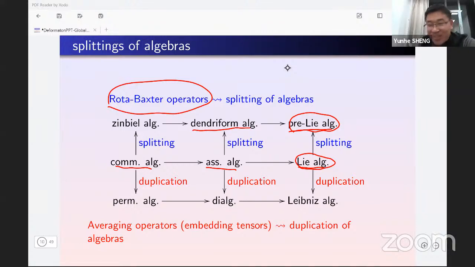Actually, at the beginning of this research, we only considered deformation of the operator. We used Yau's derived bracket. But later, when we considered simultaneous deformation, we needed to use Voronov's higher derived bracket. But at the beginning, we used Yau's derived bracket.